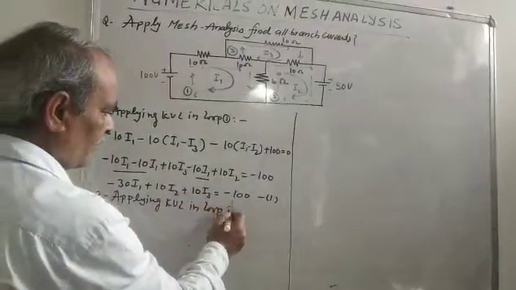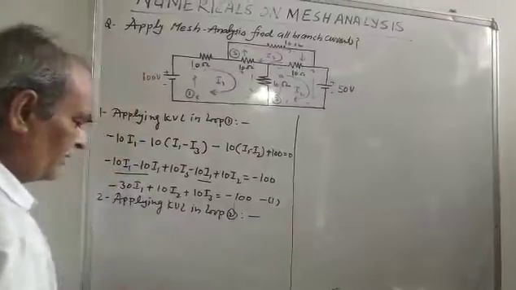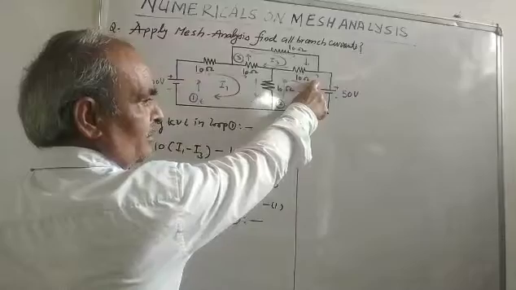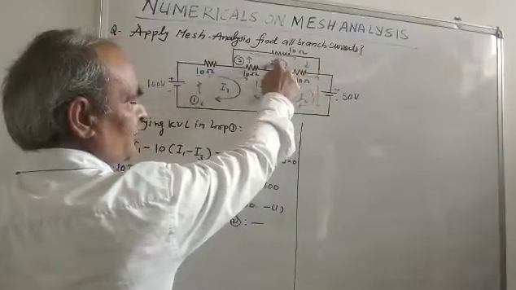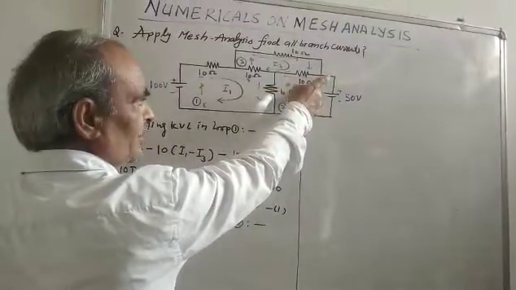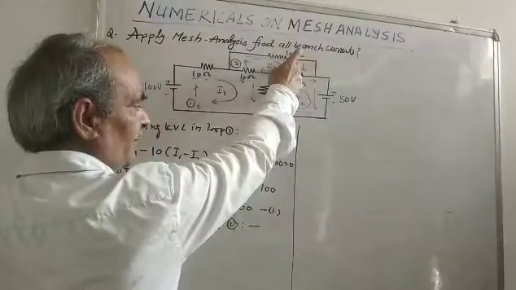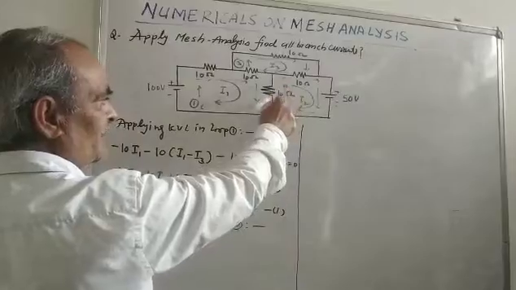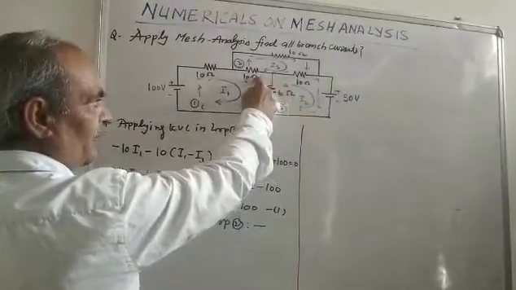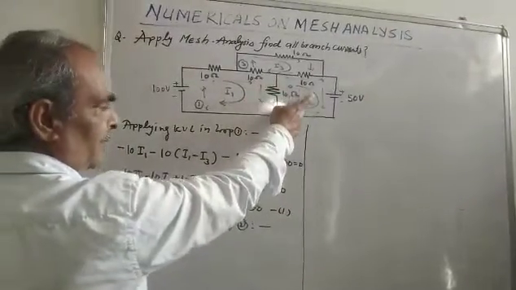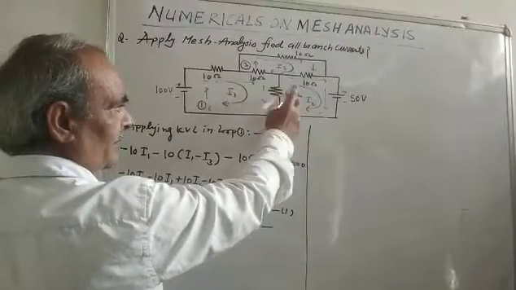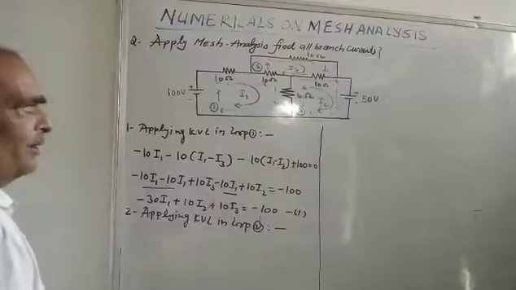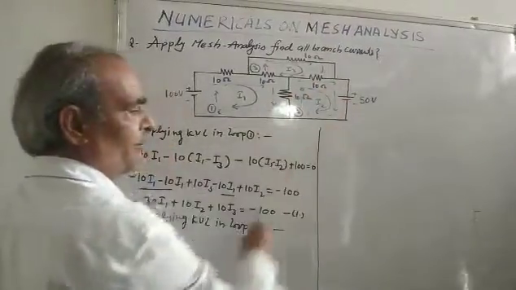Now applying KVL in loop 2. So the current in this 10 ohm is I2 left to right, I3 right to left. Applying KVL in the second loop, I2 minus I3. When applying in the third, we took I3 minus I2. In this 10 ohm, current I2 is upward, I1 downward. Applying KVL in the second, we take I2 greater, so the current will be I2 minus I1 in 10 ohm. And the battery sign is high to low, minus.